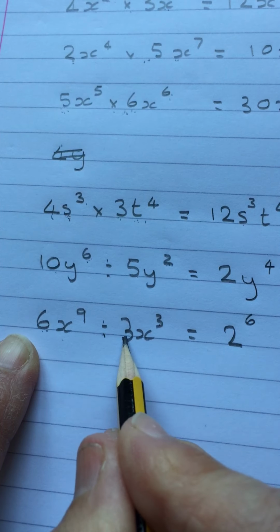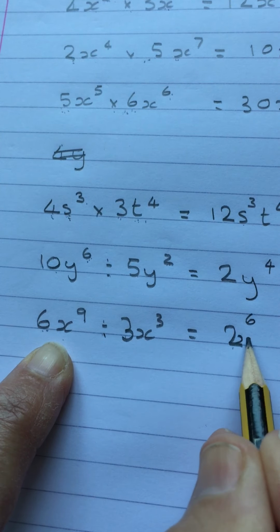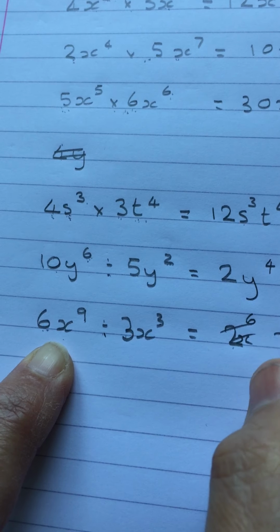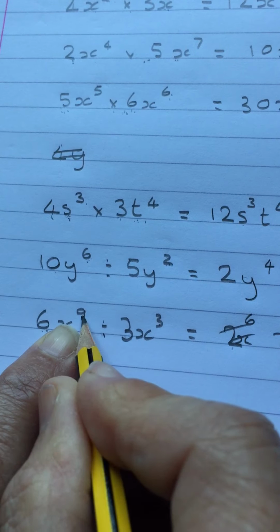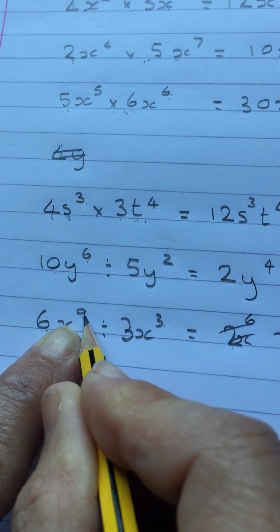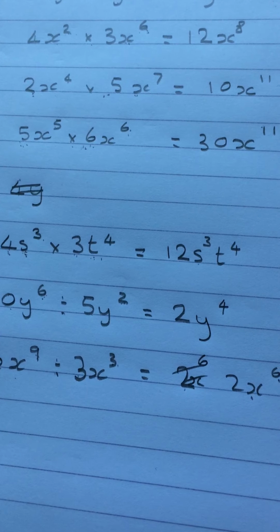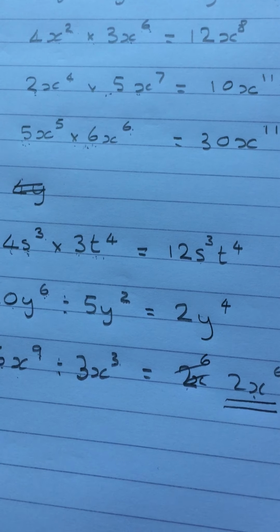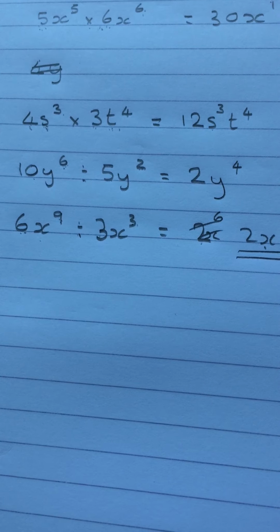So we did 6 divided by 3 to give me that 2. And then our base was the same. I've left my base off there. 2x to the 6. Our base is the same, and then we take our indices away. So we end up with 9 take away 3, which gives me 6. I think I'm being a bit scatty today, but hopefully it's making sense.